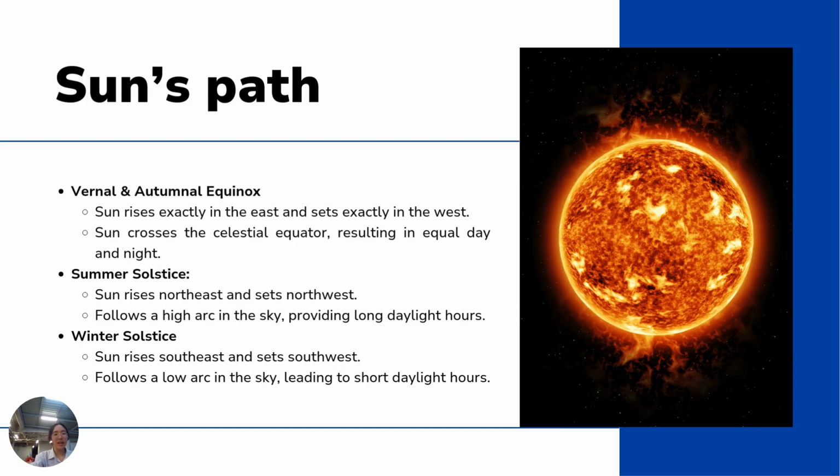And for the sun's path at each equinox and solstice. For the vernal and autumnal equinox, the sun will rise exactly in the east and also set exactly in the west. When the sun crosses the celestial equator, it results in equal day and night time. And for the summer solstice, the sun will rise in the northeast and set in the northwest, and follows the high arcs in the sky.